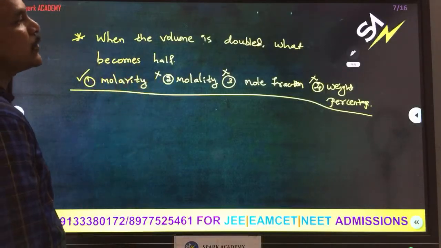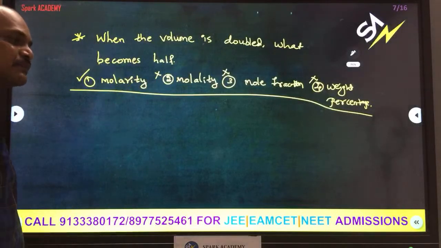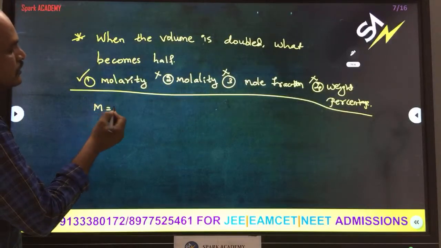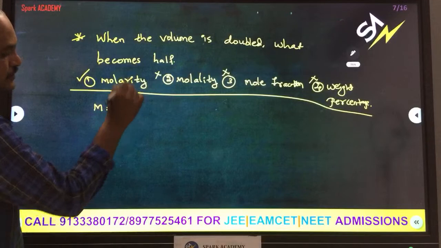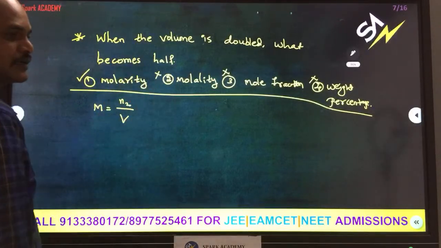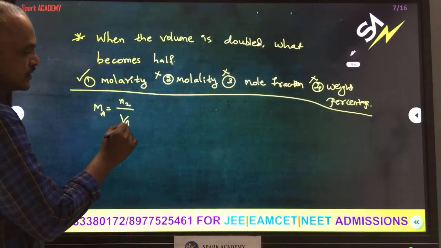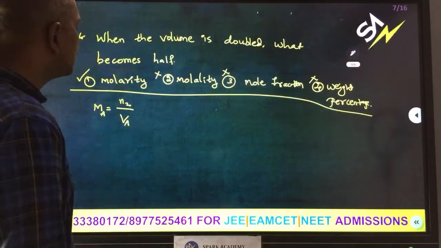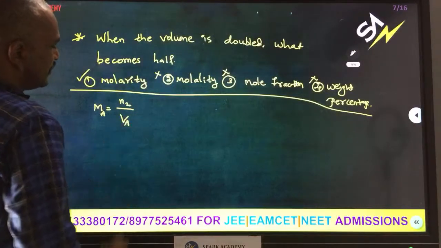When the volume is doubled, what becomes half? That should be proved here. Molarity becomes half. That also we can prove. Let us see. Molarity equals number of moles of solute by volume of solution. Here I am taking it of the A solution. When a solution contains a certain volume, only then are we calculating the molarity of it. Ma equals n2 by Va. Okay. Next for this one.